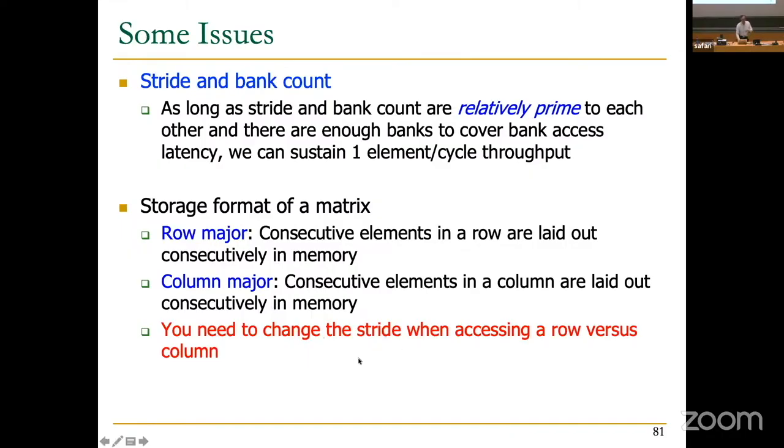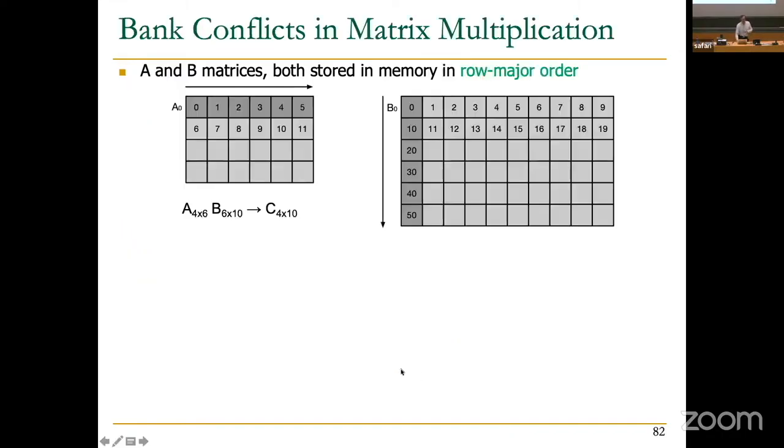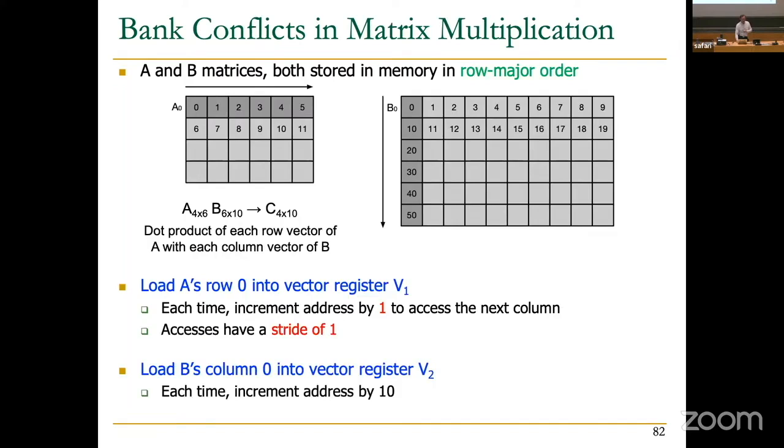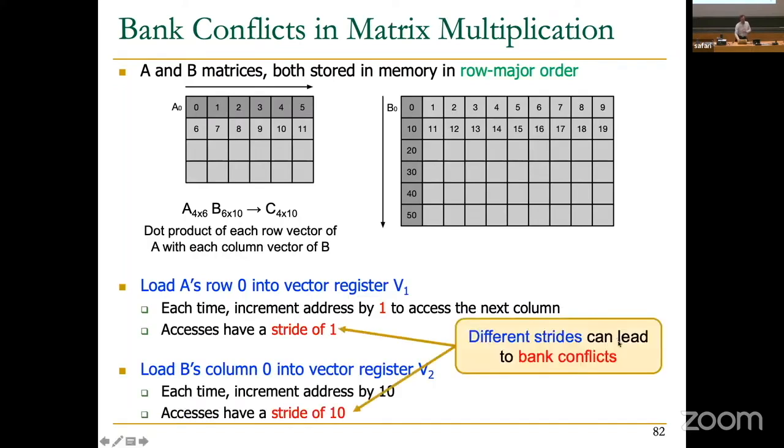So basically, you need to change the stride when accessing a row versus a column. And we've already seen this. Basically, this is very difficult to achieve. That was the purpose of the initial example. Different strides can lead to bank conflicts. This is a stride of 1, this is a stride of 10.